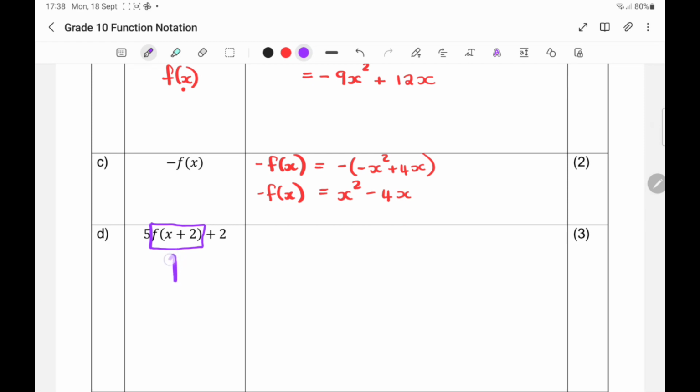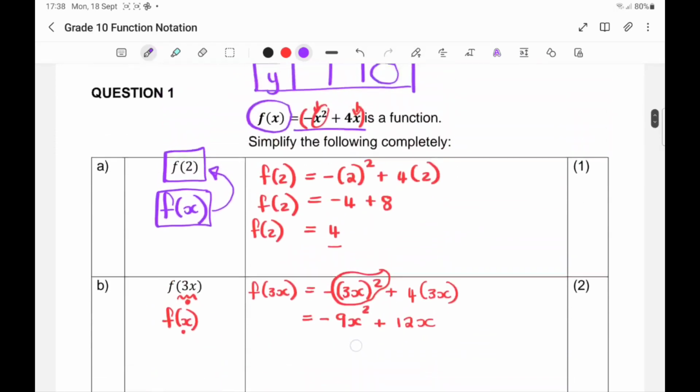I always say, if you struggle with these ones, start in the middle, and then afterwards you multiply with 5, and then you add 2. Because it's 5 times the f of x plus 2 graph plus 2. So let's start with that.